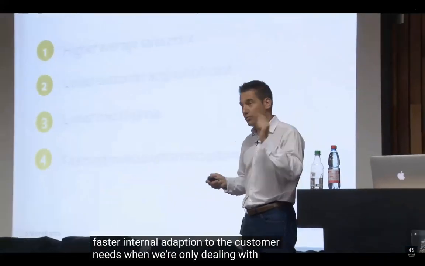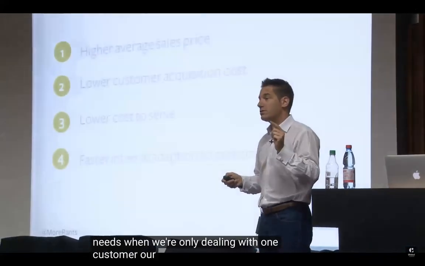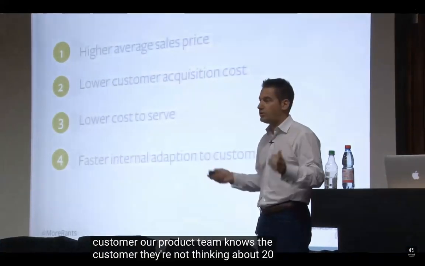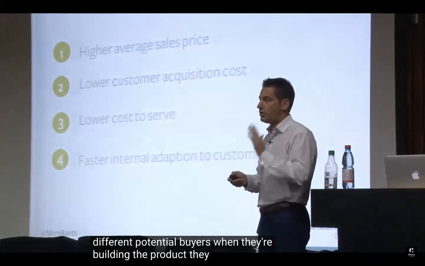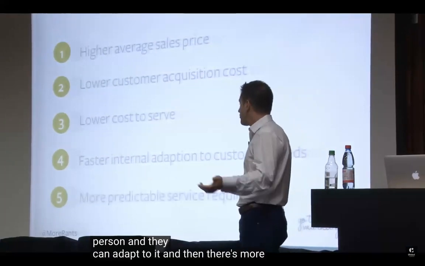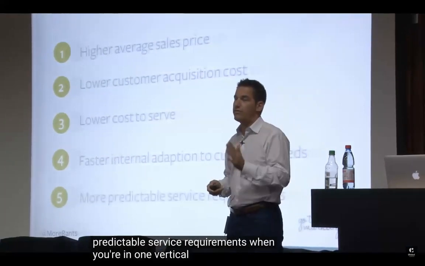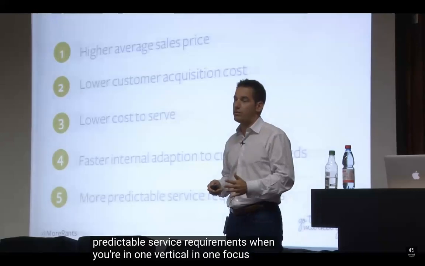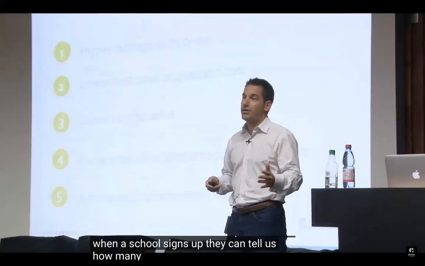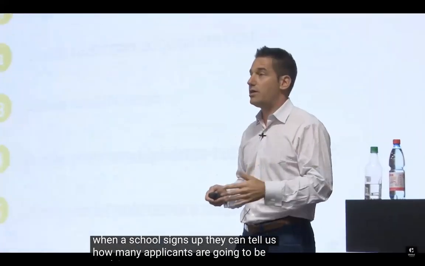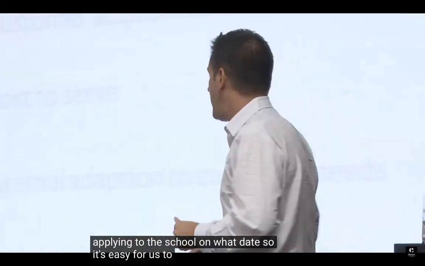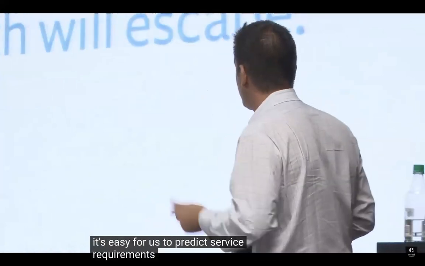When we're only dealing with one customer, our product team knows the customer. They're not thinking about 20 different potential buyers when they're building the product. They know it's one person and they can adapt to it. And then there's more predictable service requirements when you're in one vertical and one focus. In our example, we know when a school signs up, they can tell us how many applicants are going to be applying to the school on what date. So it's easy for us to predict service requirements.